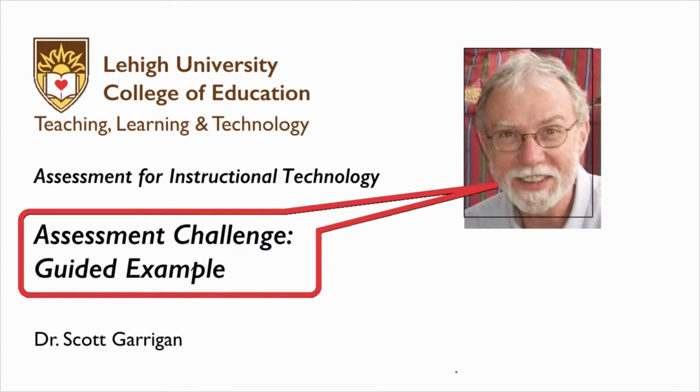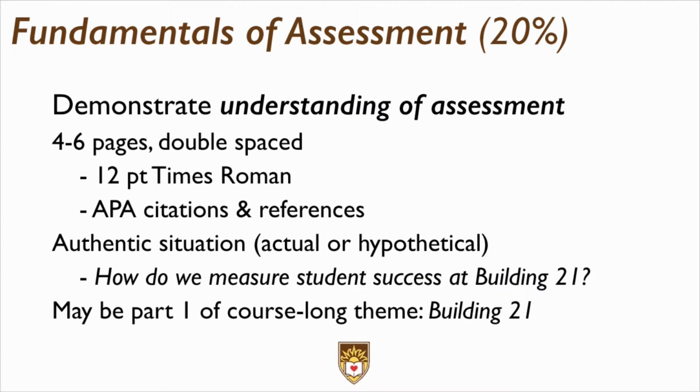Hi, we have an assessment challenge coming up, and I wanted to give you some guided examples for how you might approach that project. So, the paper is going to be on the fundamentals of assessment. It's worth 20% of your grade, and your task is to demonstrate that you understand assessment, the concepts, and the vocabulary. So you'll prepare an APA-style paper, 4 to 6 pages, double-spaced, the old 12-point Times Roman typeface, and you'll use APA citations and references, and I'll show you some examples shortly.